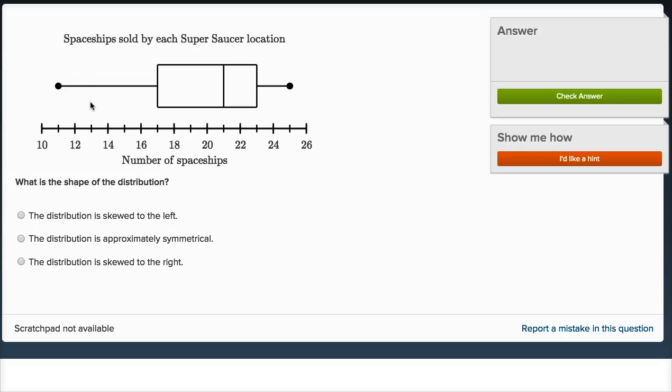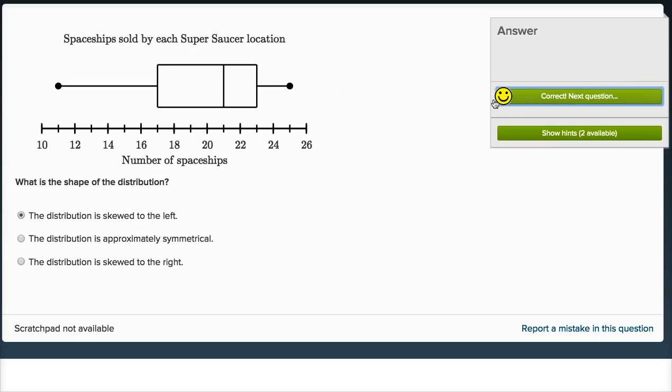So for this one, I feel pretty good about saying it is skewed to the left. It's definitely not symmetrical. If it was symmetrical, the median would be pretty close to the center, and the box would be pretty centered. And it's not skewed to the right. If it was skewed to the right, you would have a tail to the right, and this whisker would likely be much, much, much longer. And we're done.